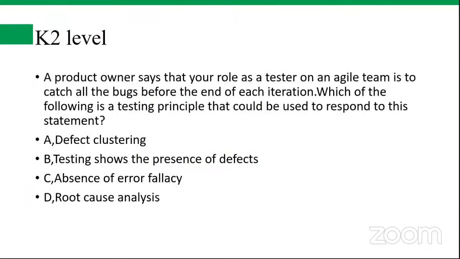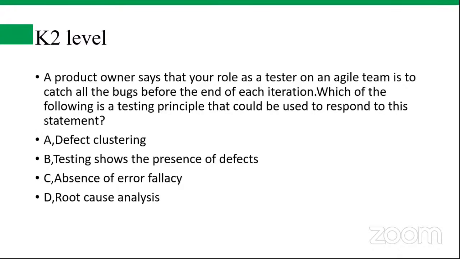Going forward, next we have the K2 level question. A K2 level question would look like this. A product owner says that your role as a tester on an agile team is to catch all the bugs before the end of each iteration. Which of the following is a testing principle that could be used to respond to this statement? You have 4 options as usual. The first one is defect clustering. Then you have testing shows the presence of defects, absence of errors fallacy, and then root cause analysis.